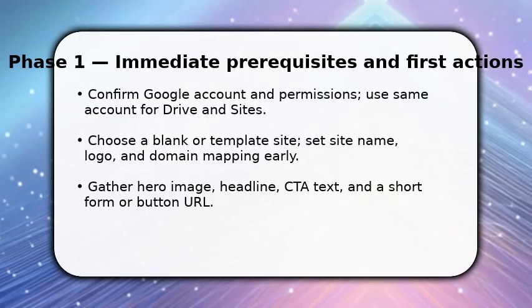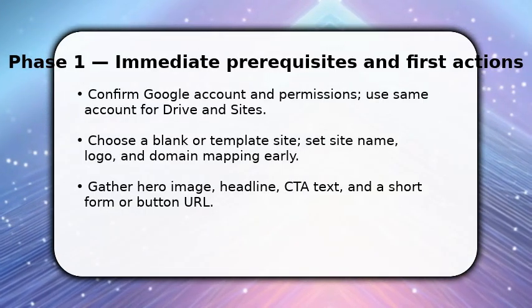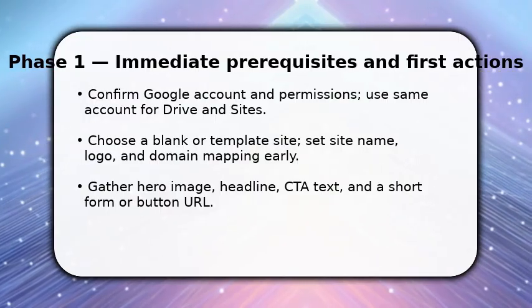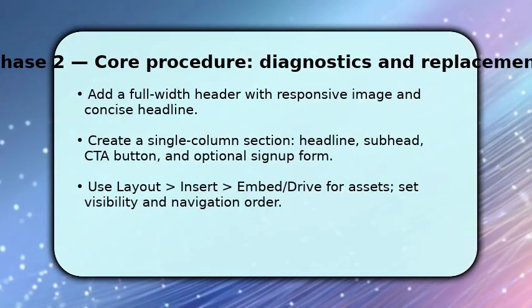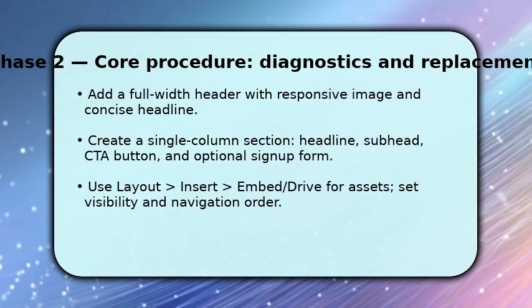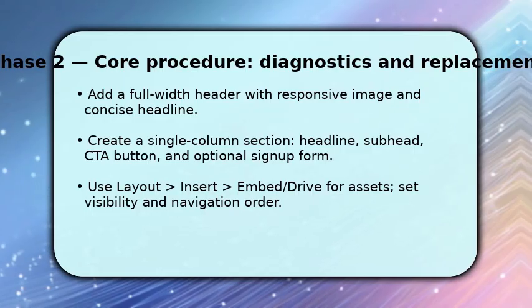Collect assets now: a hero image, a short headline, a single clear CTA, and any form fields or destination URL you will use. You now craft the visible landing area, insert a full-width header, and choose a responsive image so mobile looks right. Then, add a one-column section beneath.